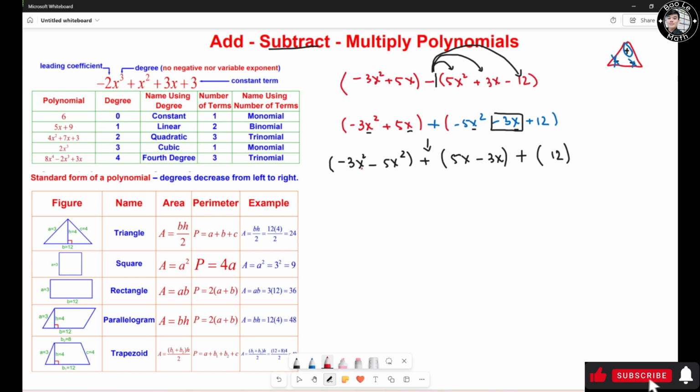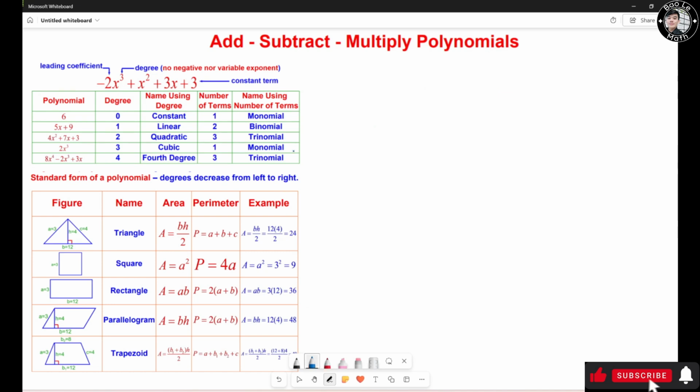Negative 3s squared minus 5s squared, right? This guy has the same s squared, rewrite s squared right here. You just add negative 3 and negative 5, right? It's gonna be negative 8, right? So you put negative 8 right here. Plus, rewrite plus sign. 5s minus 3s is gonna be 2s, right? And then rewrite 12, right? And then this is the final answer.